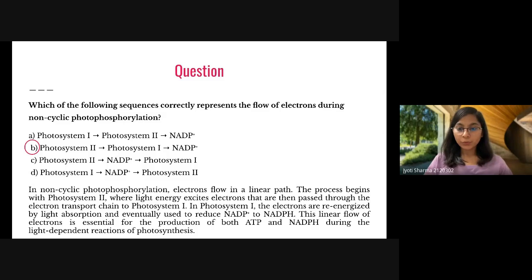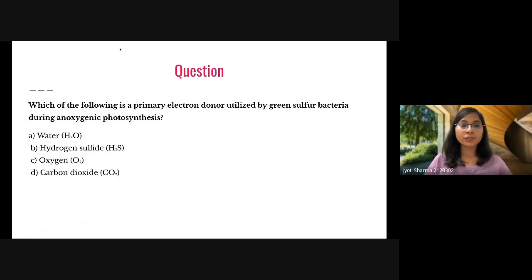Okay, so coming to my next question. As I told you, there is a splitting of water in green plants, but it is not always possible that we have water present, and green sulfur bacteria are not, just let me show you.